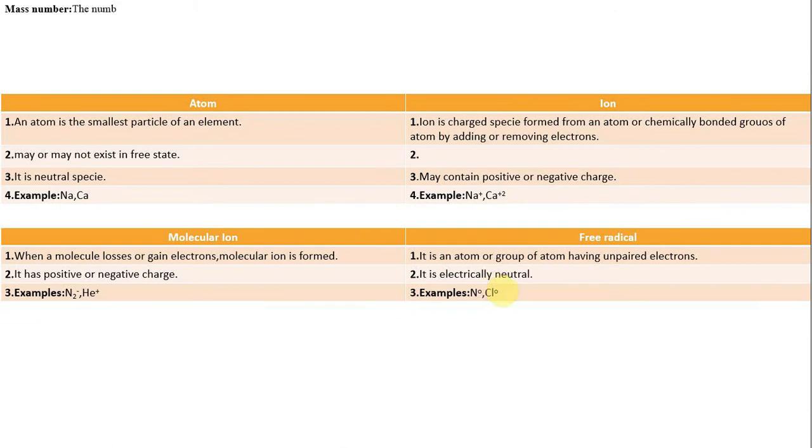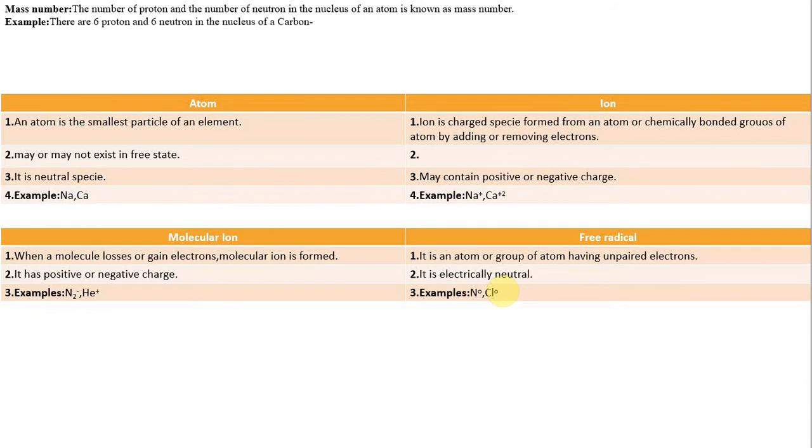Now mass number. The sum of the number of protons and the number of neutrons in the nucleus of an atom is known as mass number. जब हम number of protons और number of neutrons को ऐड करेंगे तो जो resulting number आएगा वो क्या होता है? Mass number. Example, there are 6 protons and 6 neutrons in the nucleus of a carbon atom, so its mass number is 12.